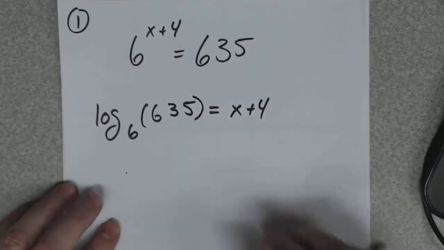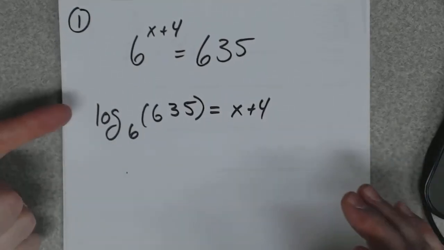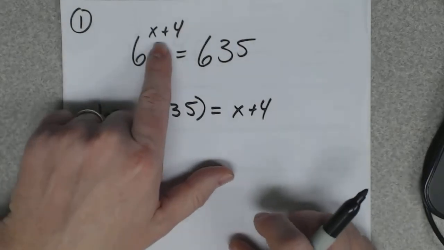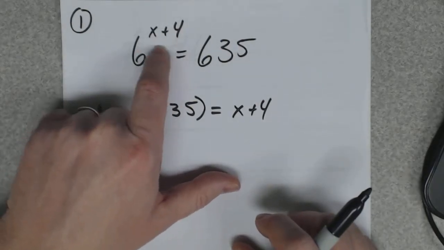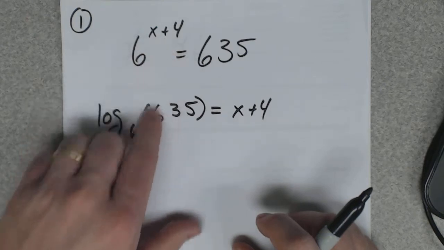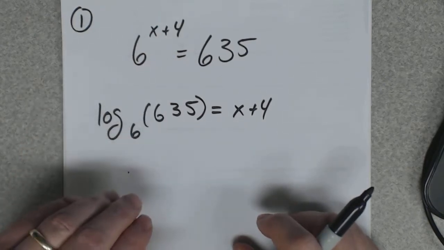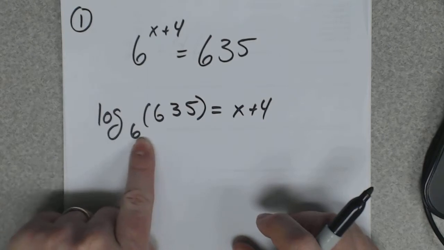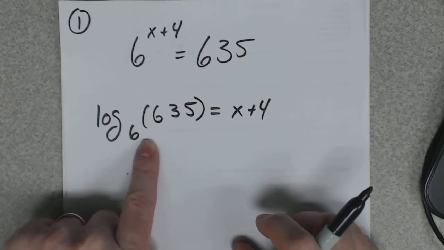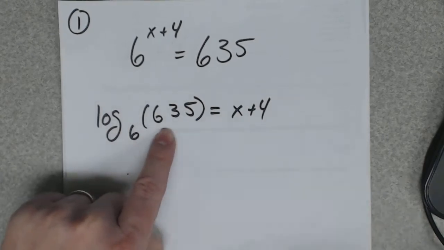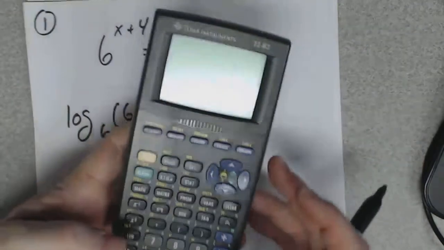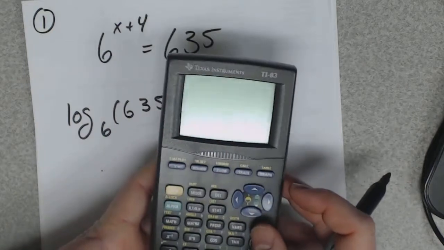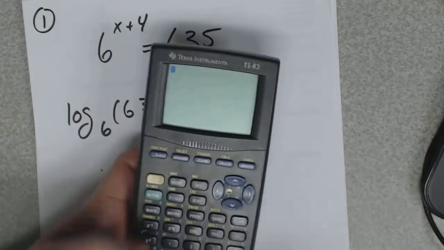And for someone that doesn't know about logarithms, this is just as confusing as the first one, because before logarithms, you didn't have any tools to get the variable out of the exponent. Now you do. You rewrite it as a logarithm. But this right here is a number. We calculated that in the last section. Log base 6 of 635 is a number, so we can put that in our calculator and treat it like a number. Let's make sure we can get the number here.